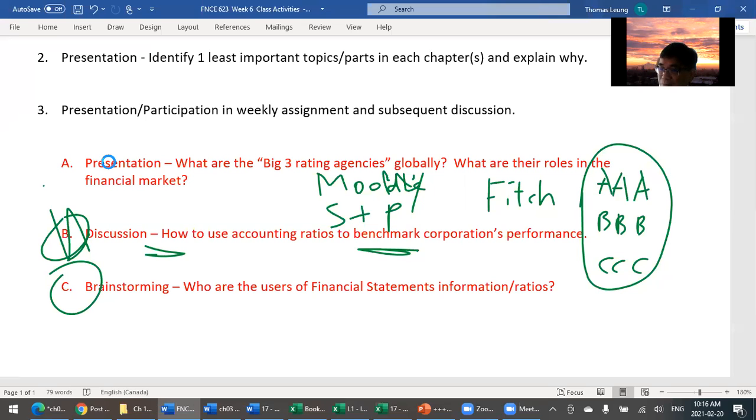But can you answer my further question? I know we have a long list of users. But let's say they are the bankers. Which group of ratios are they more interested in? That's my further question. Professor, I'm not really sure about it, but I think they're most interested in the profitability ratio.